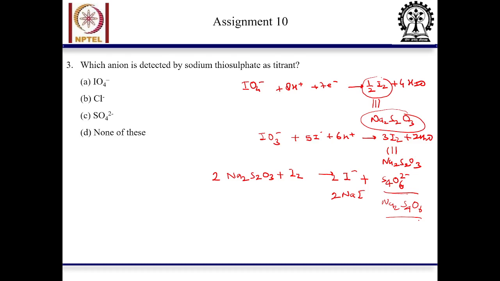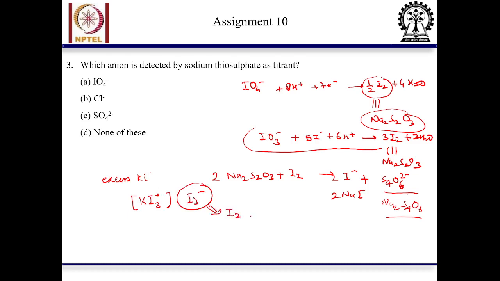Now, once you are doing this iodometric titration, you have to keep something in mind. The first thing is that you have to put an excess of KI. Why? Because your iodine is volatile. So basically, you will form a stable complex which is KI3, basically I3 minus. This is a weak complex which will act as a source of iodine. This is the first thing.